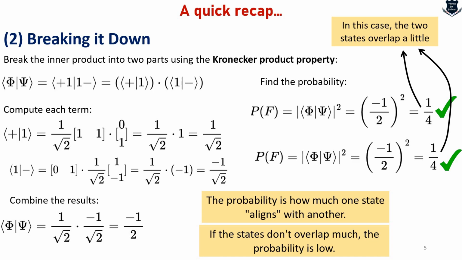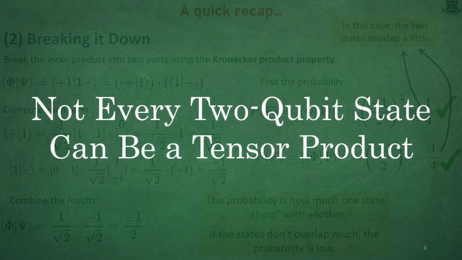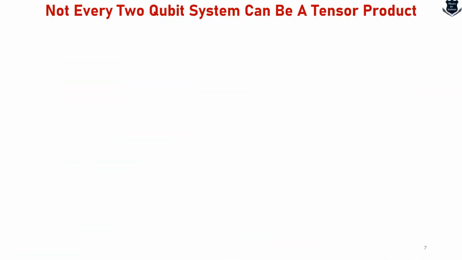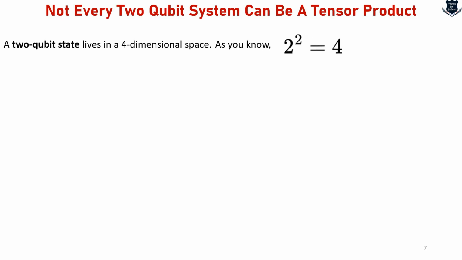Now this is what we have seen in the last video: breaking down the tensor product rule and the Born rule. Remember that not every 2 qubit system, which we saw in the last video, can be a tensor product. So if it is not a tensor product, what is it? That is the central idea of today's video. A 2 qubit system lives in a 4-dimensional space, since 2 squared equals 4.